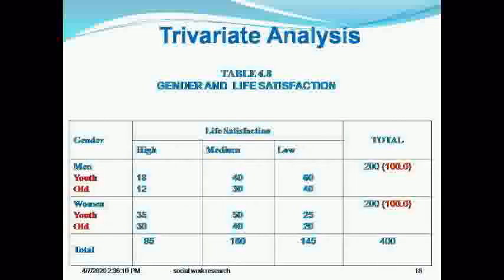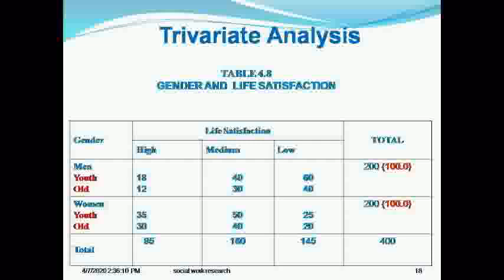Here you will find the trivariate analysis. There are 3 variables presented in a single table. First one is gender, then life satisfaction. The third one is the age group. So under the men you find youth and old. So there are 3 variables presented in a single table.